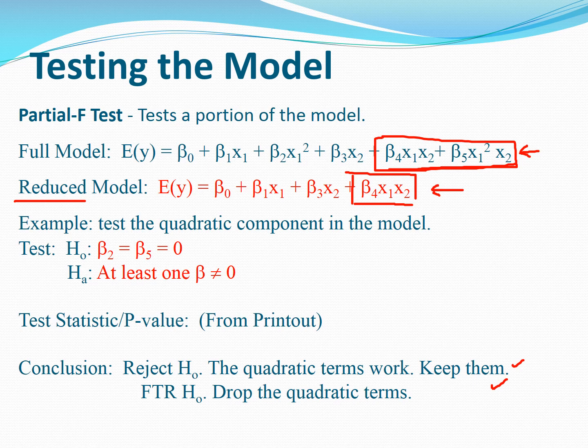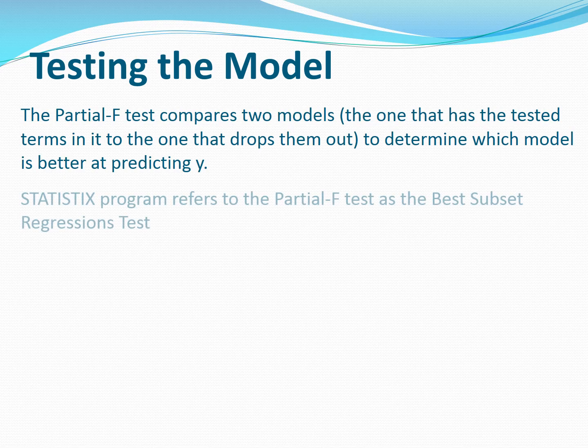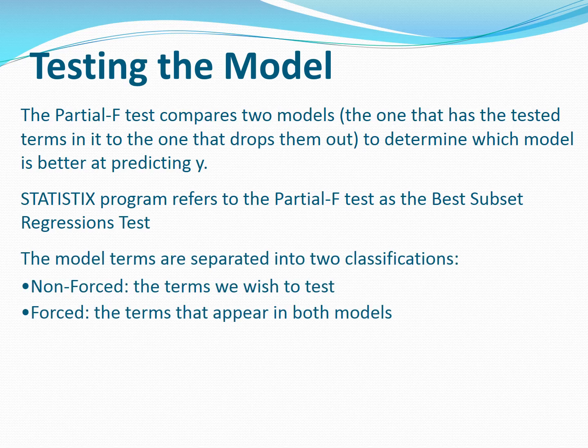We'll get there. Okay, this is the partial F test. Now look what I say about the partial F test here. It compares two models, one that has the terms in it and one that drops them out, to determine which model is better at predicting y. We call them a full and a reduced model. In statistics, the partial F test is referred to as the best subset regressions test. Again, I'll show you how to go through the testing when we get there, but here are some instructions that are going to be helpful for you.